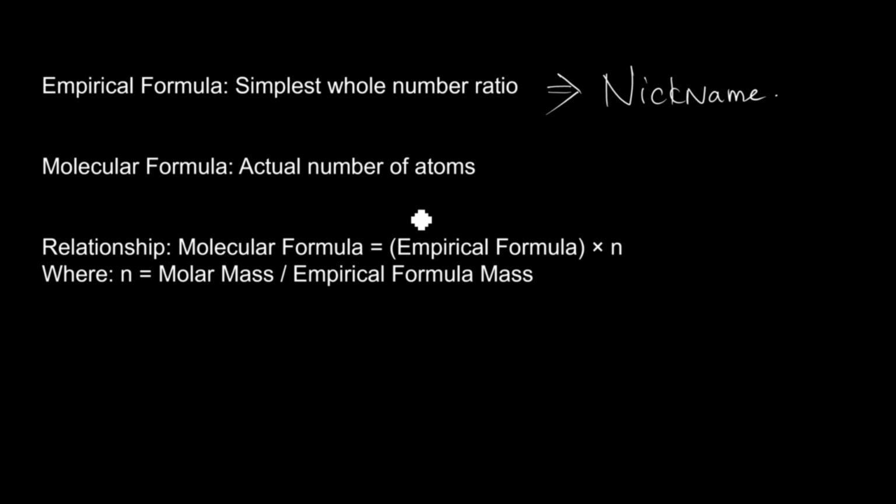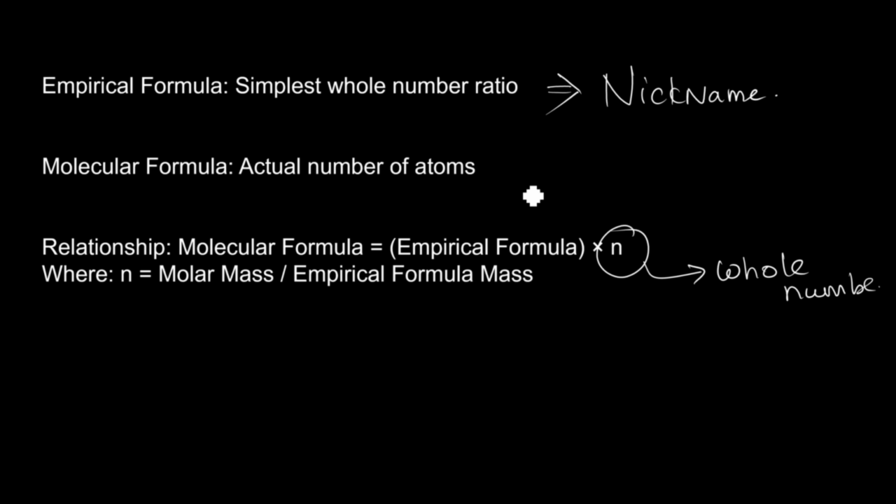So what is the relationship between these two? It is multiplying by a whole number factor. Let's say that whole number factor is n. Multiplying the empirical formula by the whole number n, you will get the molecular formula. We will see the examples, don't worry. And how will you calculate n? n is equal to molar mass divided by empirical formula mass.